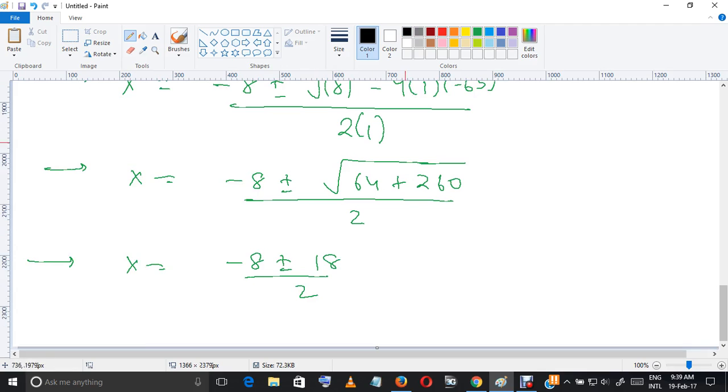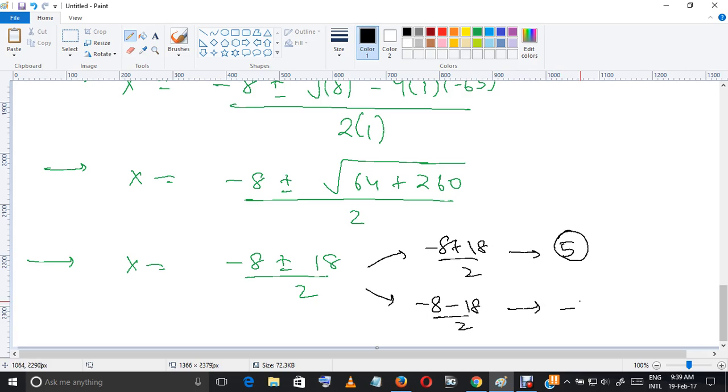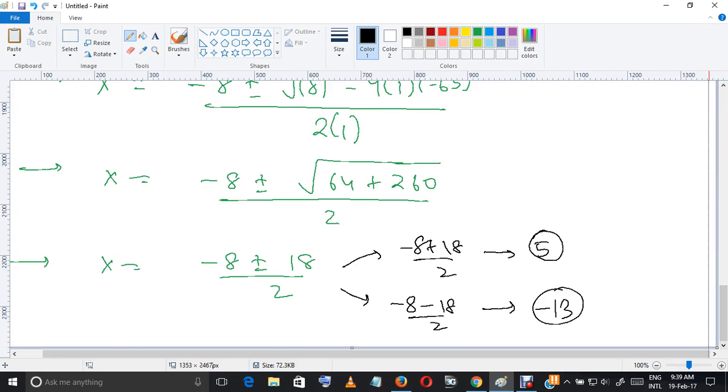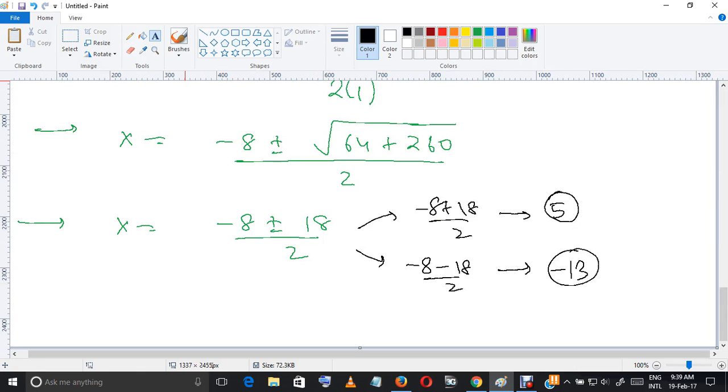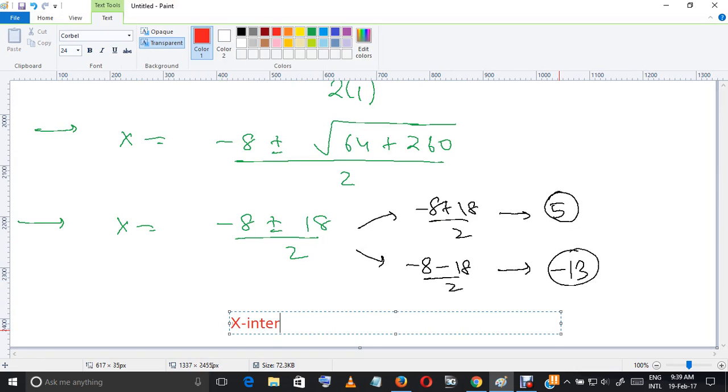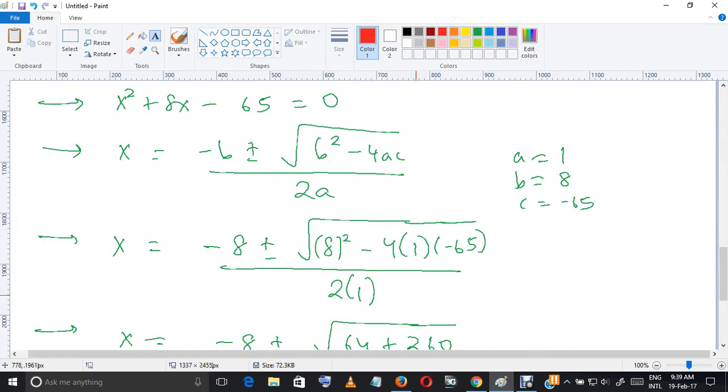And this gets split into two parts. That is negative 8 plus 18 by 2, negative 8 minus 18 by 2, which is 10 by 2, and you're going to get 5 with this, and you're going to get negative 13 with this. Therefore, the x-intercepts are situated at 5, 0 and negative 13, 0. I hope this question made sense.